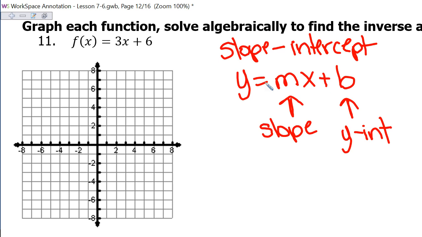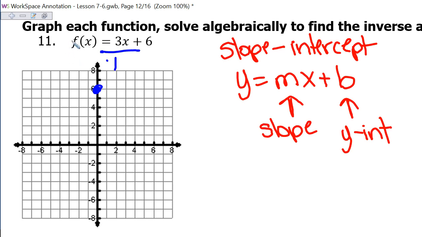So looking at number 10, what is that y-intercept? 6. So we need to start on the y-axis at 6. So put your point on the 6. Now slope is rise over run, so I need to make this a fraction. So this would be 3 over 1. So rise over run, we need to rise 3, run 1. So if the rise is positive, do we go up or down? Up. So I need to go up 3, right 1.